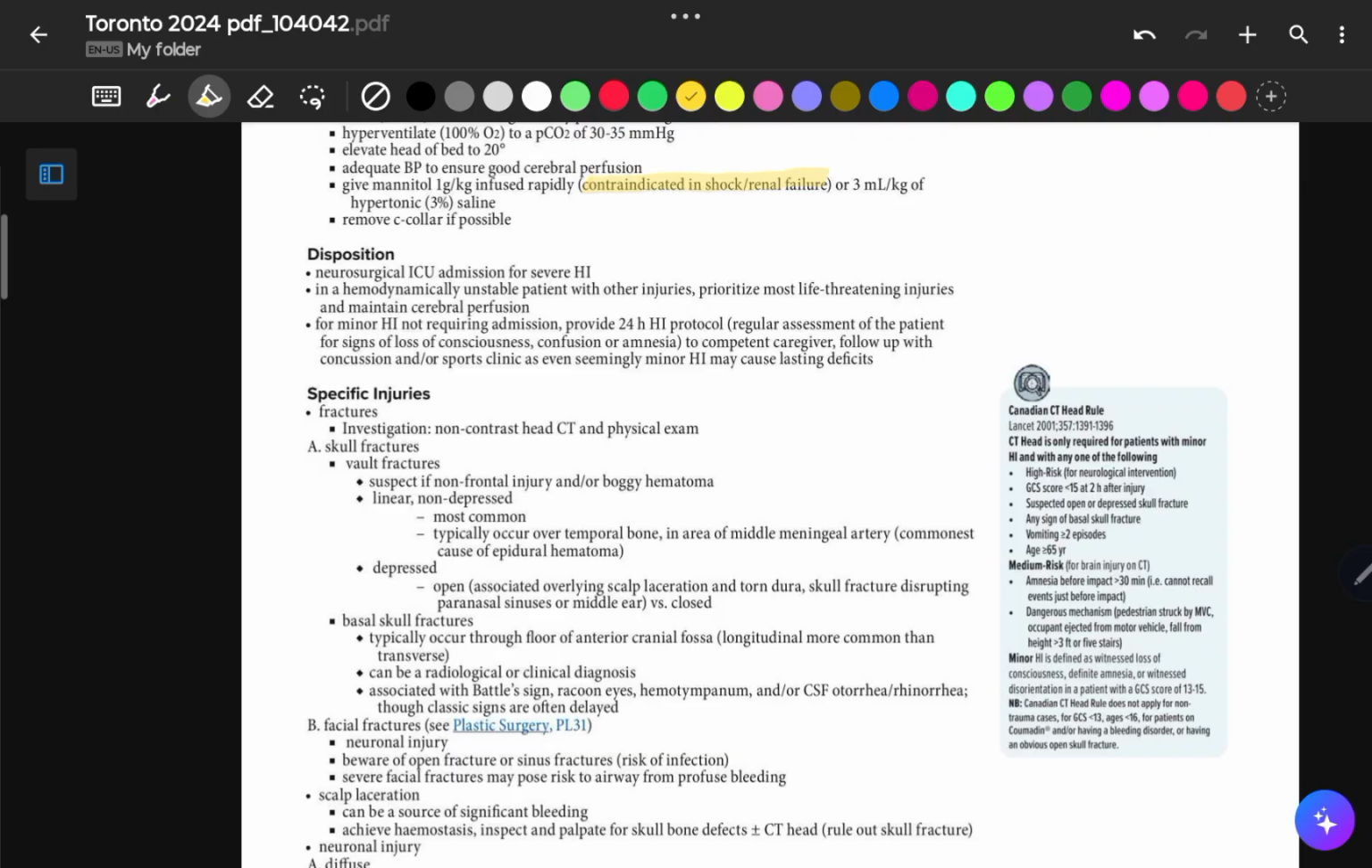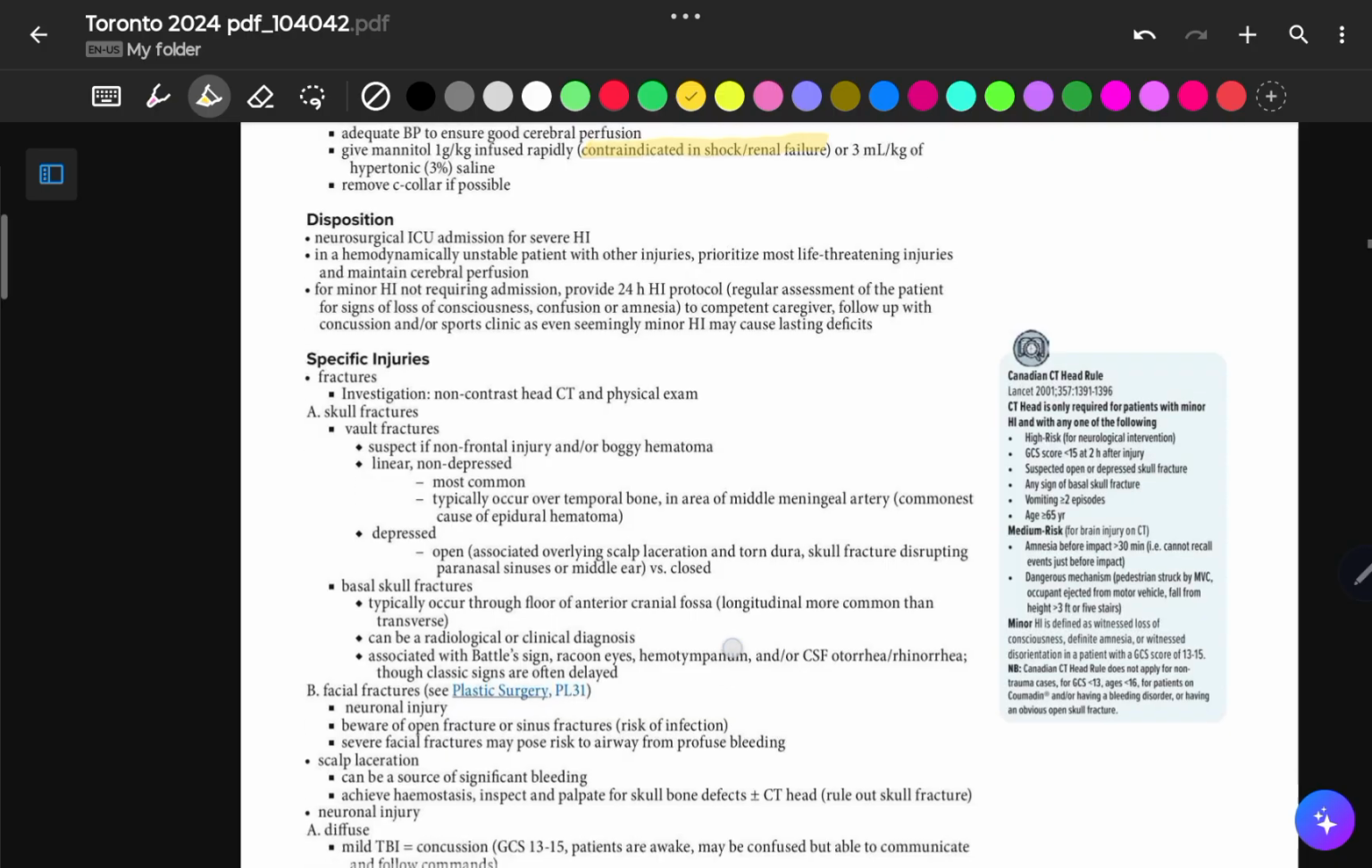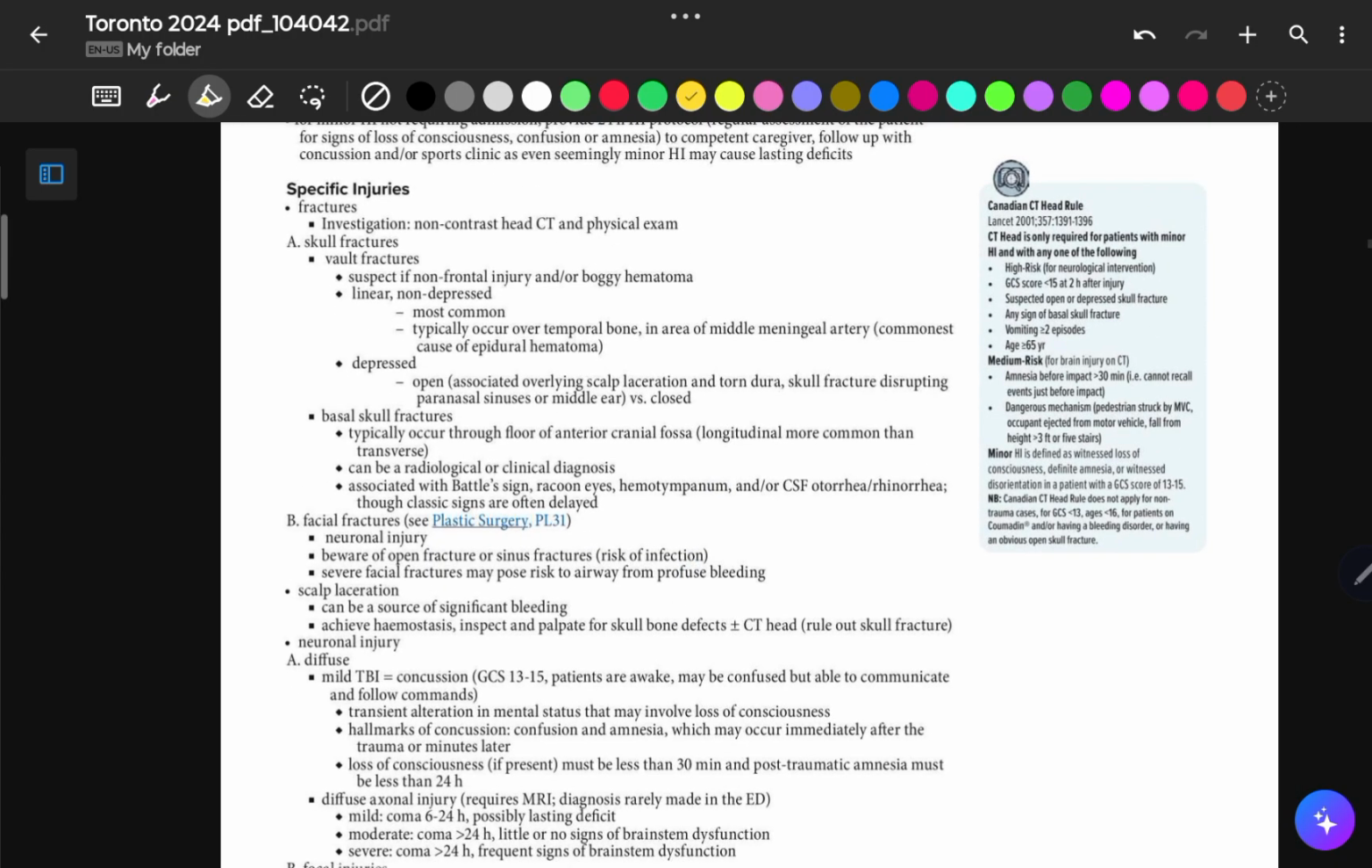So what are the specific injuries that we can get from a head trauma? First, fracture investigation. Obviously, for your investigation, you're going to first do your non-contrast CT scan and a physical exam. When it comes to skull fractures, we have 2 types. We have the vault fractures, and then you have the basal skull fractures.